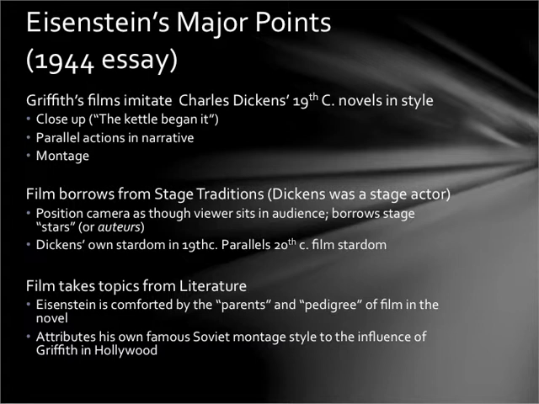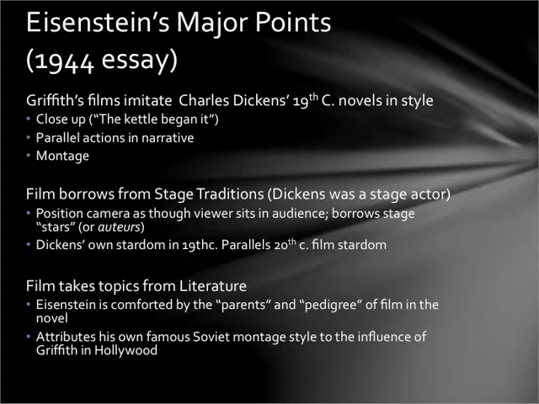So Eisenstein's main point, one of his main points here, first of all, is that Griffith's films imitate Dickens' writing style. Secondly, that film itself borrows largely from stage traditions. Dickens himself was a stage actor, so often Eisenstein is saying, look, Dickens uses sort of visual, performative ways of imagining plot in his novels. And we, as filmmakers, borrow some of these elements.